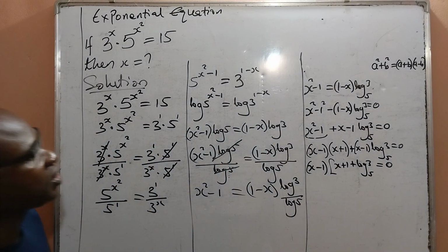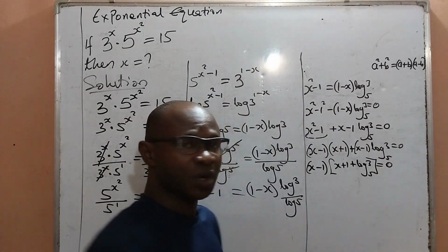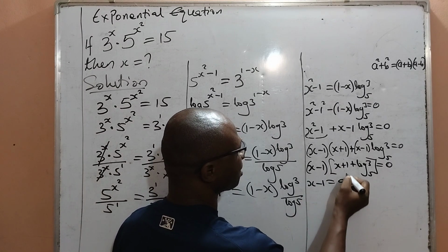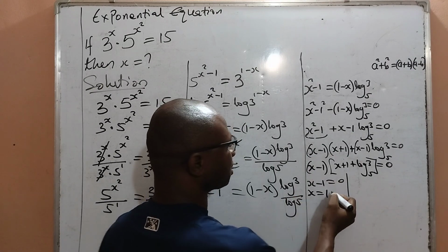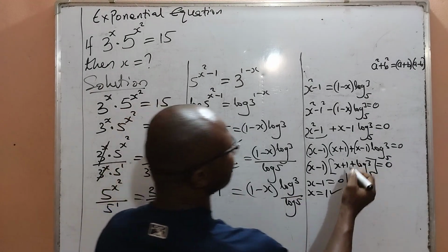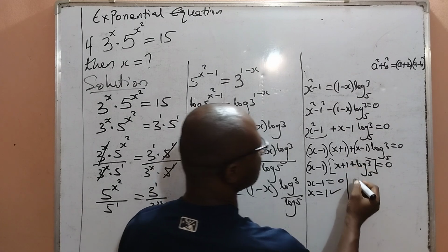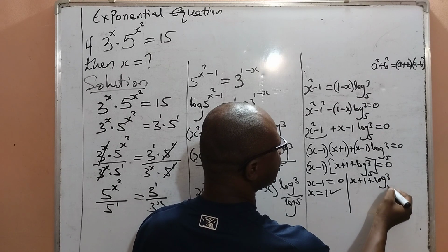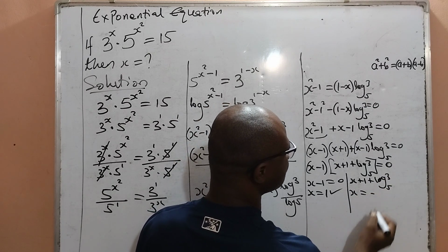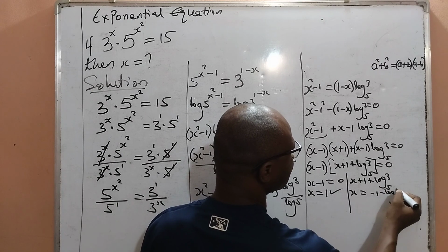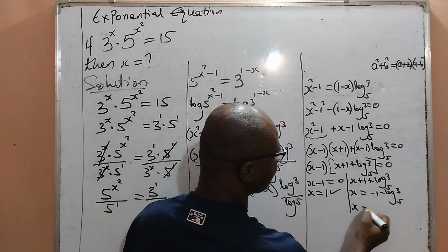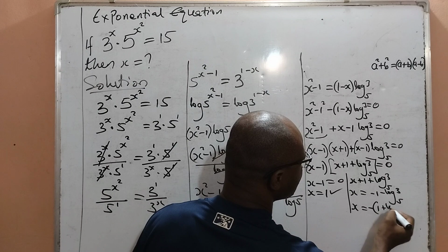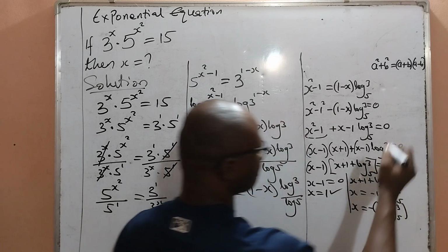So what does this mean? It means that the first bracket is equal to 0 and the second bracket is equal to 0. So I now write x minus 1 equal to 0, implying that x is equal to 1. First value of x is out. From the second bracket, x plus 1 plus log 3 base 5 equal to 0, which means x is equal to minus 1 minus log 3 base 5. Meaning that the value of x here is equal to minus (1 plus log 3 base 5). Very good, so that is the second value.